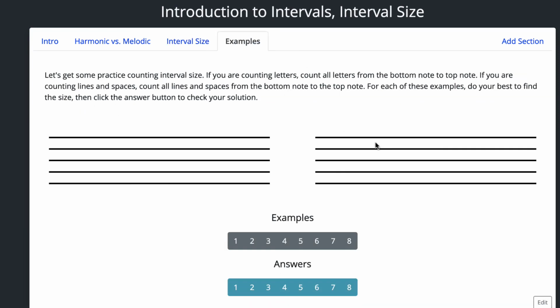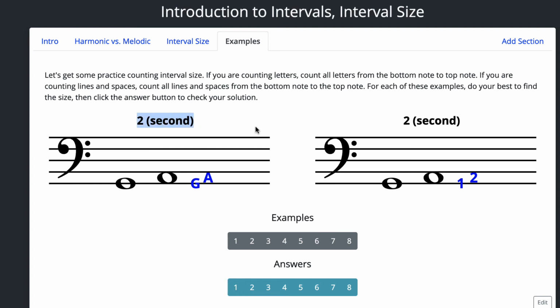So let's just do a couple examples and then we'll call it a day for interval size. Here is an example. This is just the first example, not an example of an interval size of 1. So example 1 is these 2 notes. Now we can think of it as letters or we can think of it as total lines and spaces. Now hopefully you can do this on your own. We just go from G to A, that's 2 total letters, or we go 1 line, 1 space, so that's a total of 2 as well. So our answer should be a second.